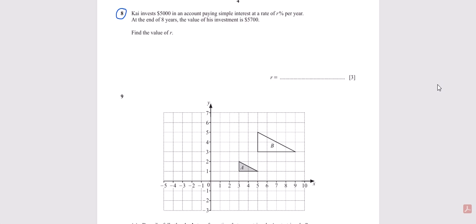We use the formula, where V is the value of the investment. V is equal to P, the principal, times (1 plus R%) overall to the power T. This one is P, this one is R%, this one is T, and this one is V. Put these values in the formula.